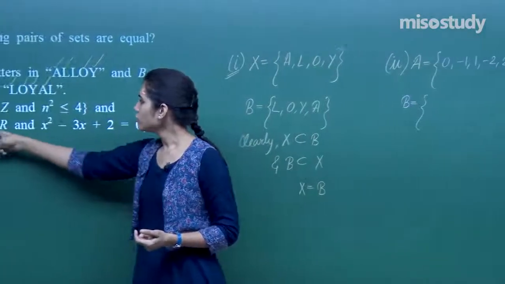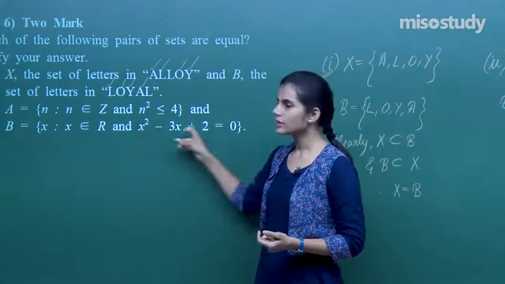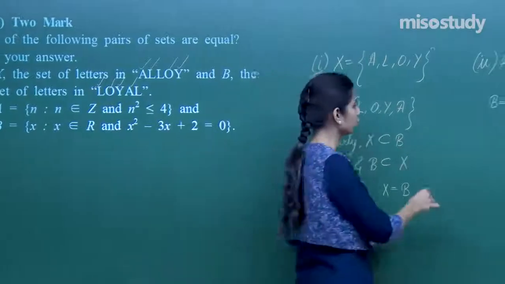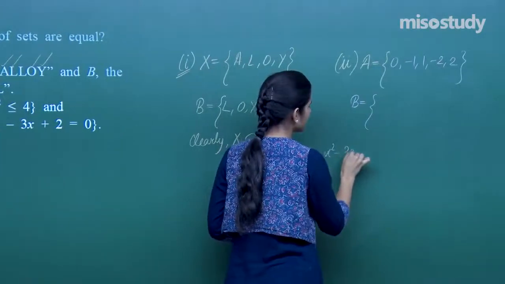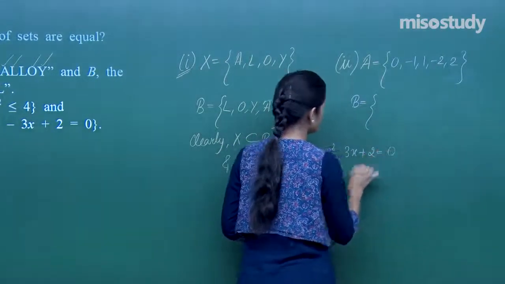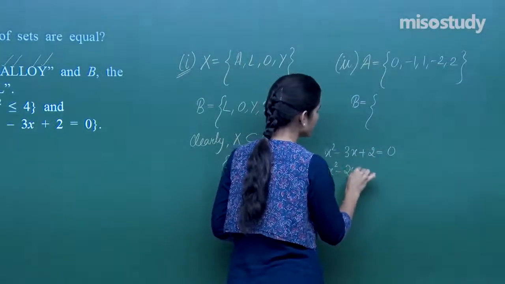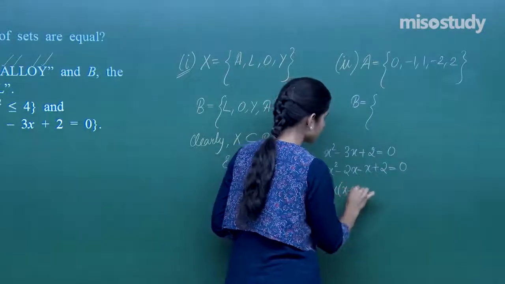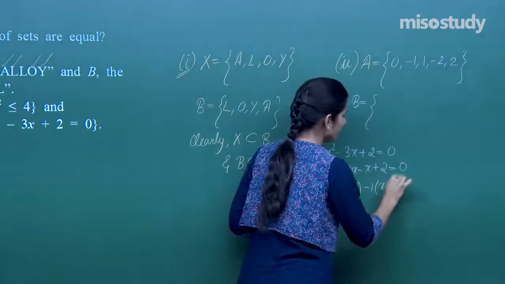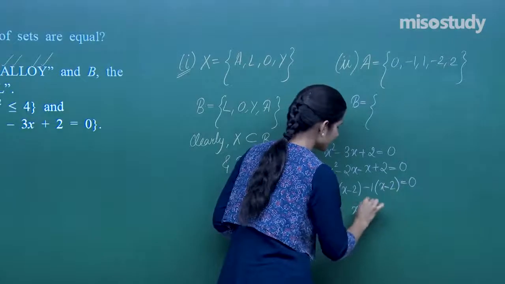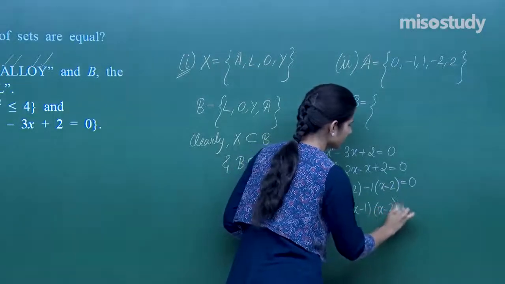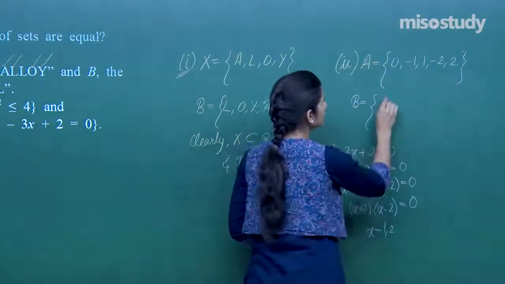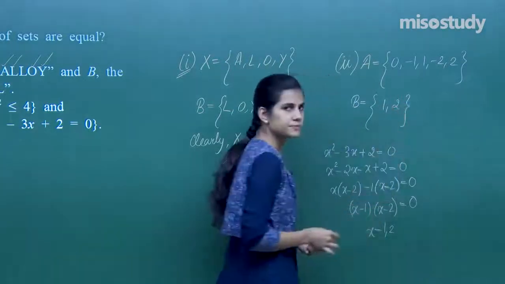B is all those real numbers which make this equation equal to 0, that means roots of this equation x square minus 3x plus 2. When I talk about x square minus 3x plus 2 equals 0, break the middle term: x square minus 2x minus x plus 2, x into x minus 2 minus 1 into x minus 2, this is x minus 1, x minus 2 equals 0. So x comes out to be 1 and 2, set B is this.